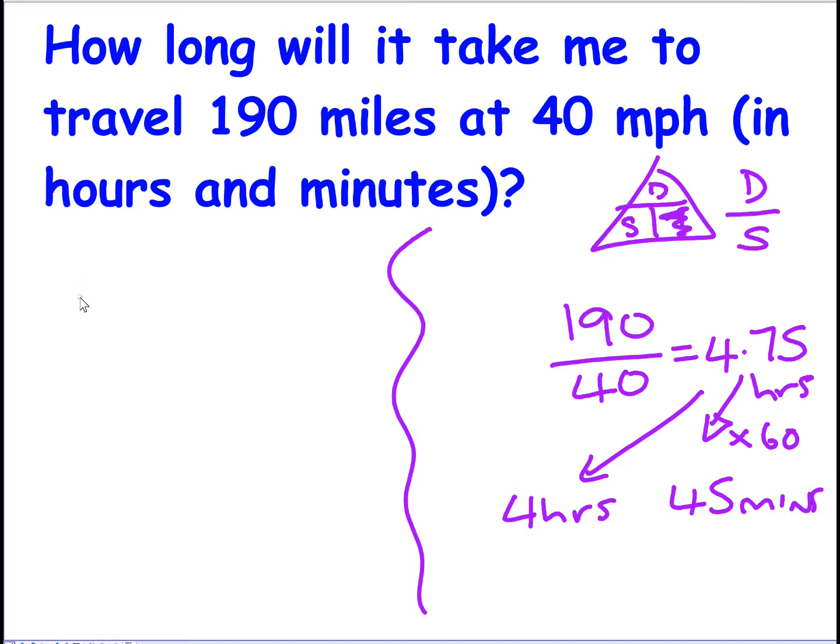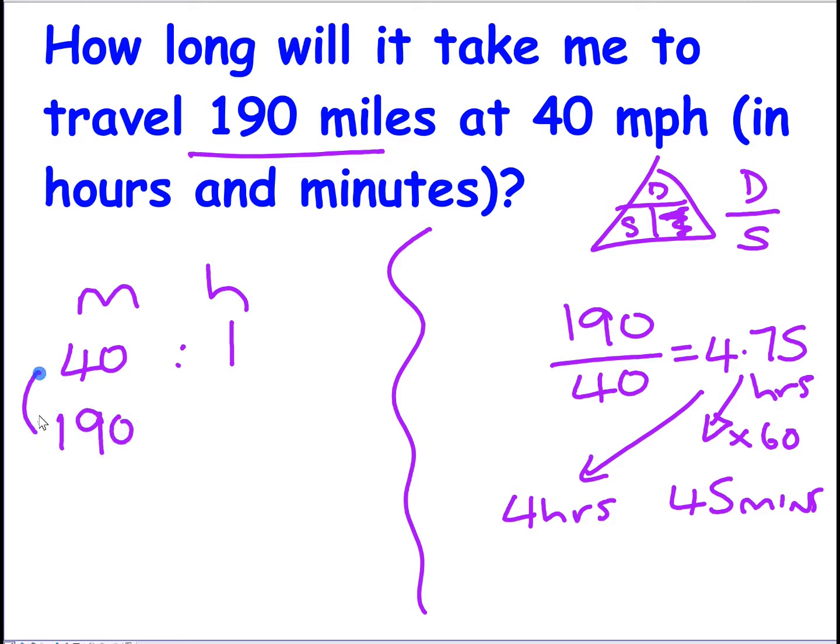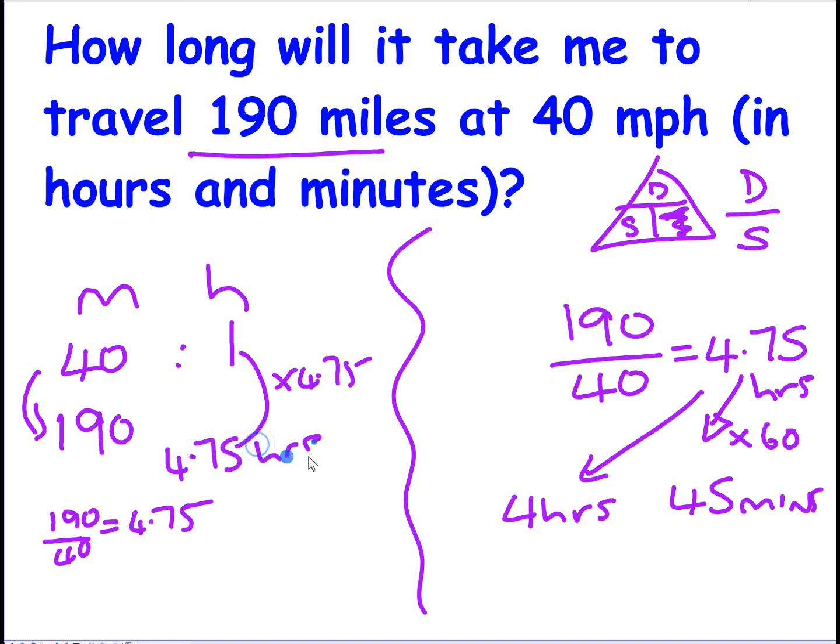Let's look at the ratio method. We've got miles per hour. We have a speed of 40 miles in 1 hour. The 190 miles goes on this side, it goes under the miles. So to work out our scale, divide 190 by 40 to give us 4.75 as our scale. Multiply the other side by 4.75 and you end up with 4.75 hours. Exactly the same, we know the 4 is 4 hours and the 0.75 multiplied by 60 gives us 45 minutes.